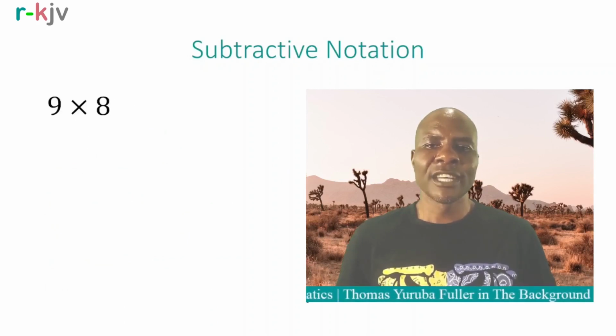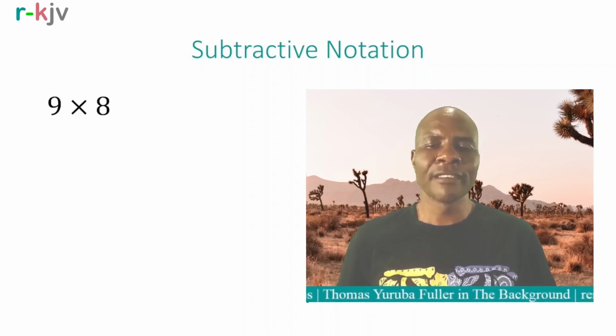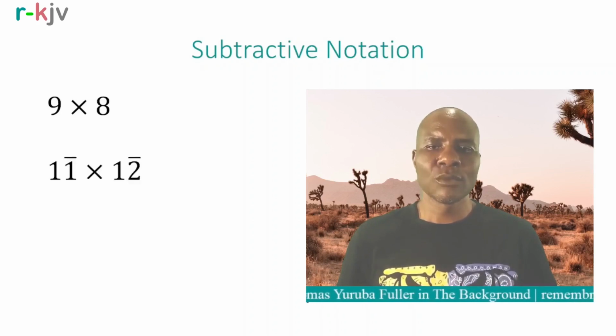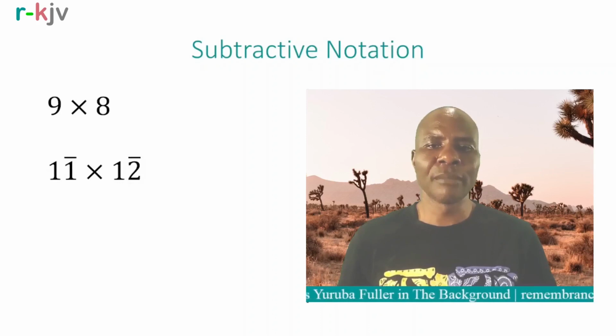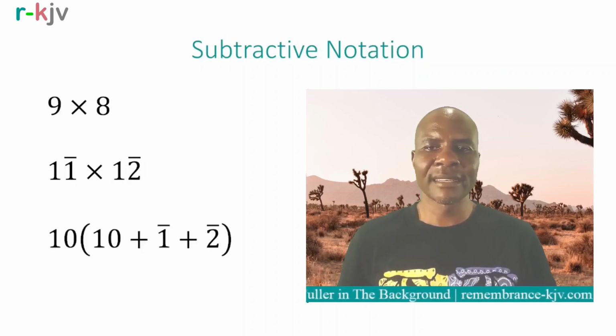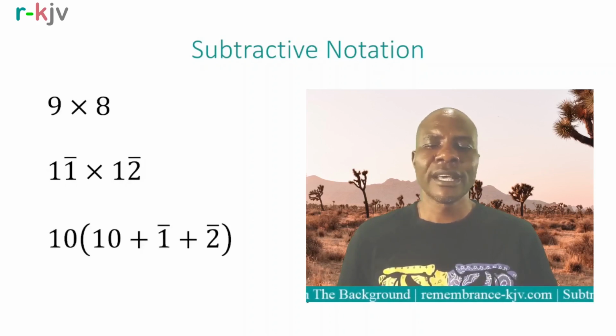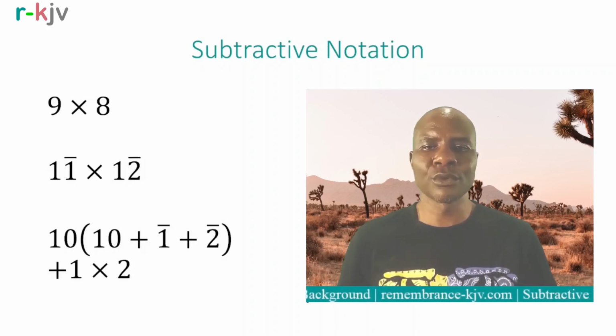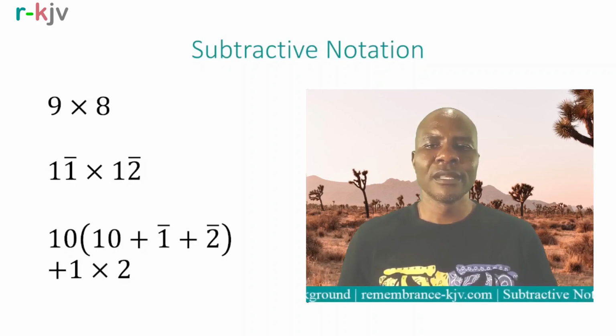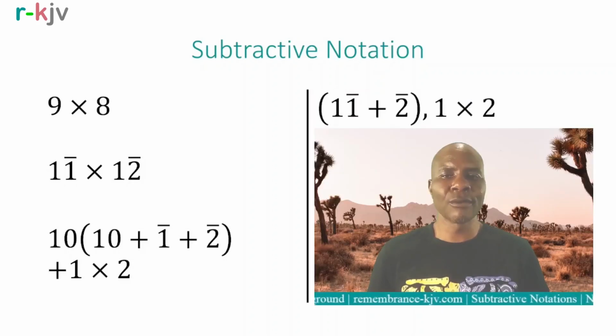Representing this calculation numerically, we have 9 multiplied by 8. This is 1 bar 1 multiplied by 1 bar 2. The number of tens amount to 10 less 1 less 2. As for the number of units, it's 1 times 2. This same calculation can be represented in this format.